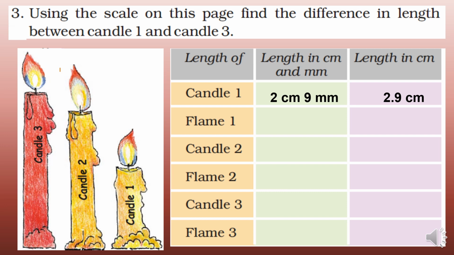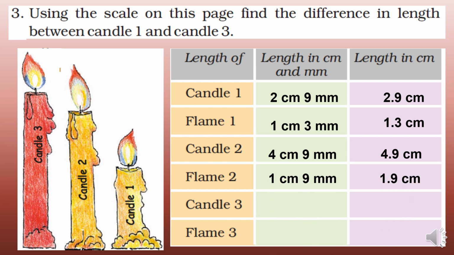Flame, if you see the flame of candle 1, it will be 1 centimeter and 3 millimeter or 1.3 centimeter. For candle 2, it is 4 centimeter and 9 millimeter or 4.9 centimeter, and its flame is 1 centimeter and 9 mm or 1.9 cm. For candle 3, it is 6 cm or 6.0 cm. For flame 3, it is 1 cm and 9 mm or 1.9 cm.